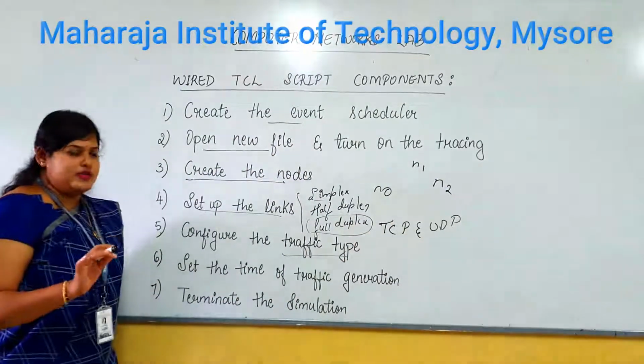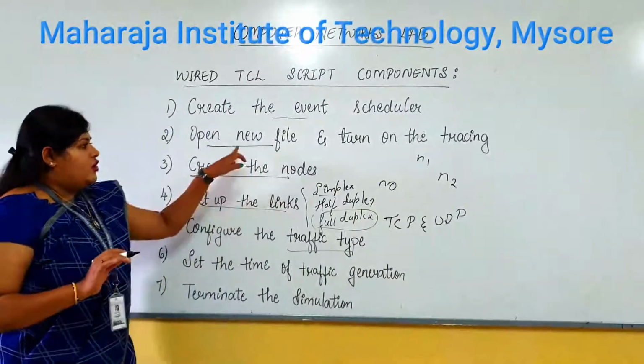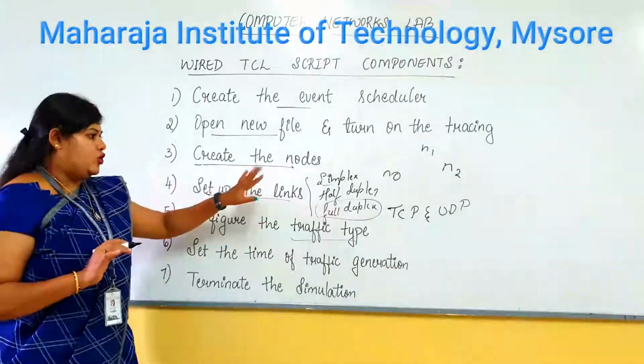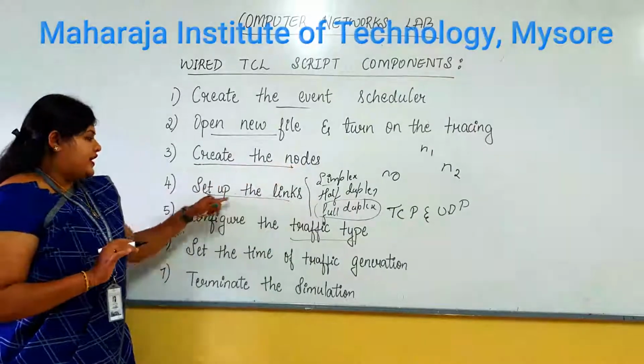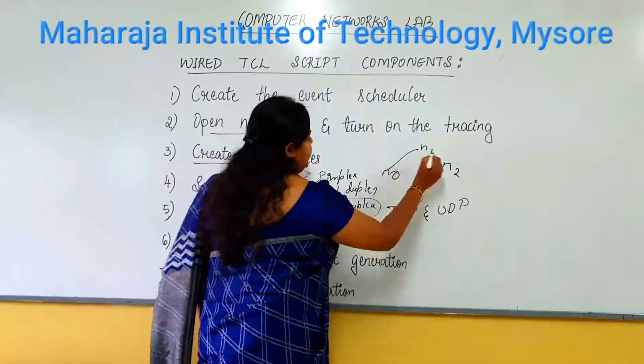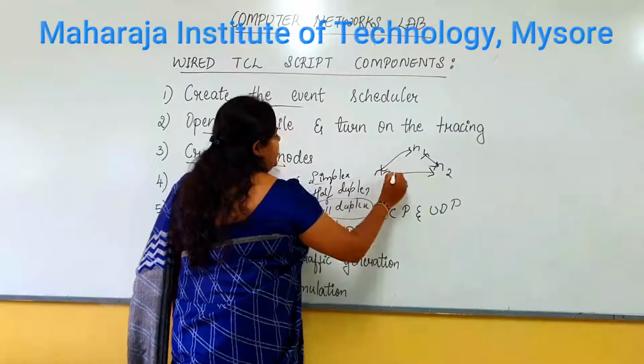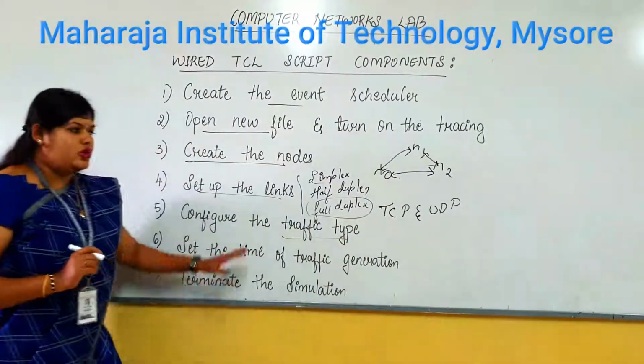So in order to do this, first you are going to open the new file and turn on all the traces and create the nodes. Once the nodes have been created, the next thing is we need to link them. Either it might be a duplex form or it might be a full duplex.